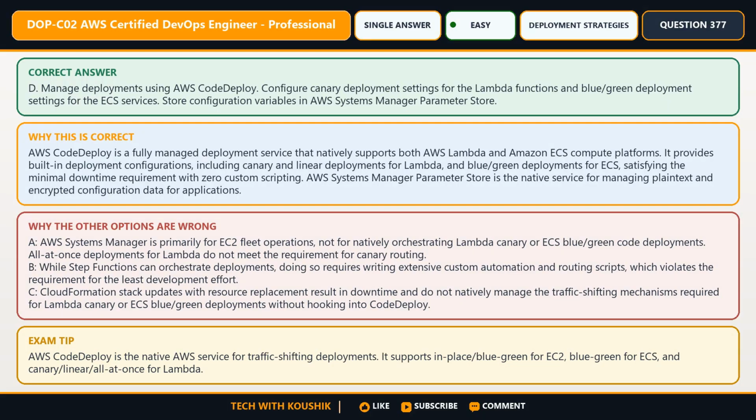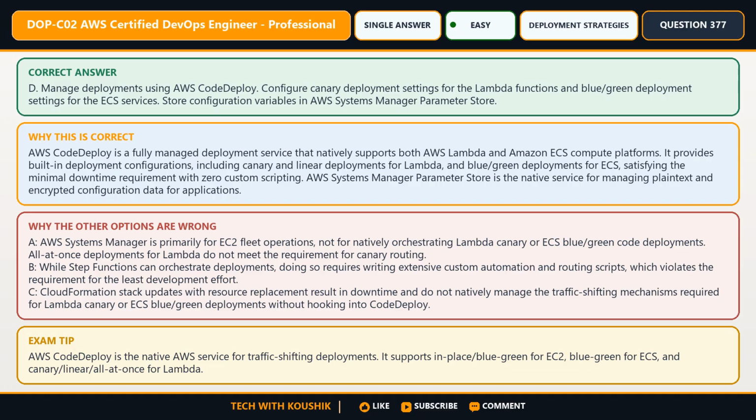The answer here is option D. Manage deployments using AWS CodeDeploy. Configure canary deployment settings for the Lambda functions and blue/green deployment settings for the ECS services. Store configuration variables in AWS Systems Manager Parameter Store.